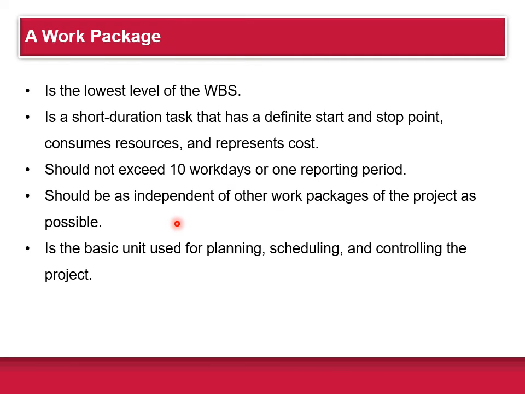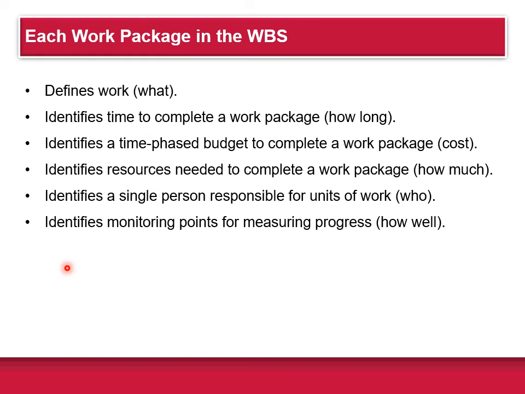Each work package should also be independent of other work packages in the project as much as possible. No work package is described in more than one sub-deliverable of the work breakdown structure as well. So each work package in the work breakdown structure defines what work is done. It identifies the time to complete a work package, identifies a time phase budget to complete the package, identifies resources needed to complete the package, identifies a single person responsible for units of work, and identifies the monitoring points for measuring progress. How do you measure how it's doing?